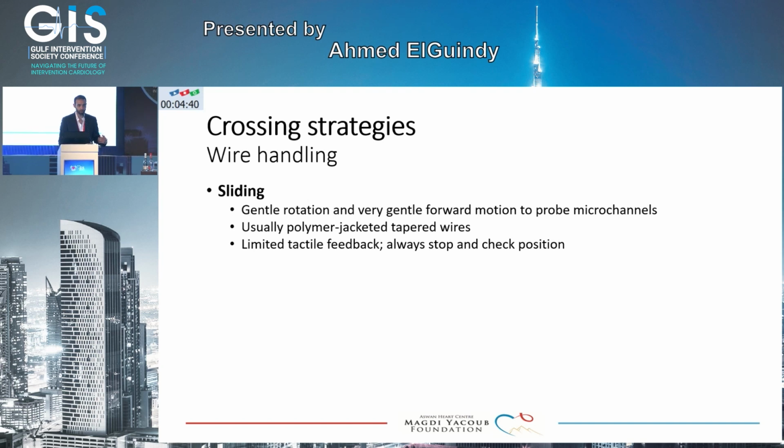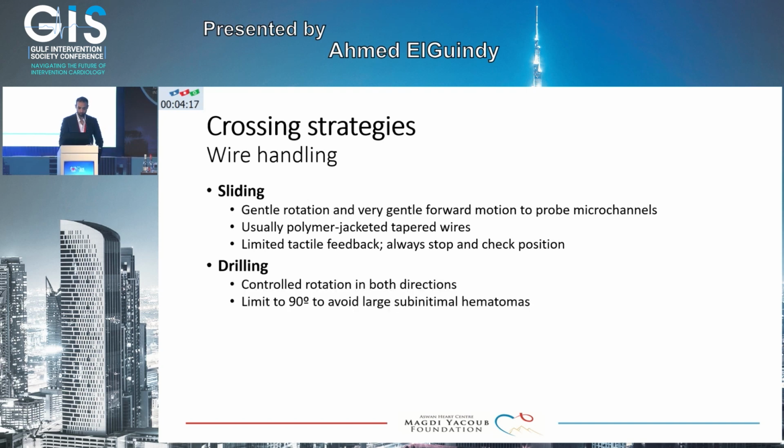So in the vast majority of instances, we will use a sliding rotation, especially for the polymer jacketed wires. And when I see people doing sliding, they just go very slow. This is a quick, rapid rotation of the wire, and you're sort of probing the proximal cap, aiming for the tip of the wire to fall into one of those microchannels. So we do it briskly. We hardly do any pushing motion. This is mostly a probing, and your left hand is doing all the forward work, which is kept to a minimum.